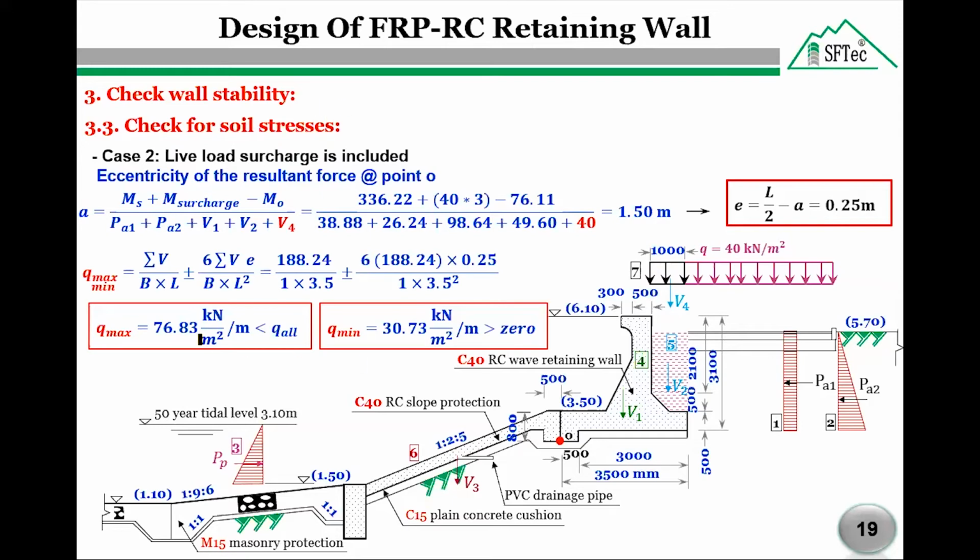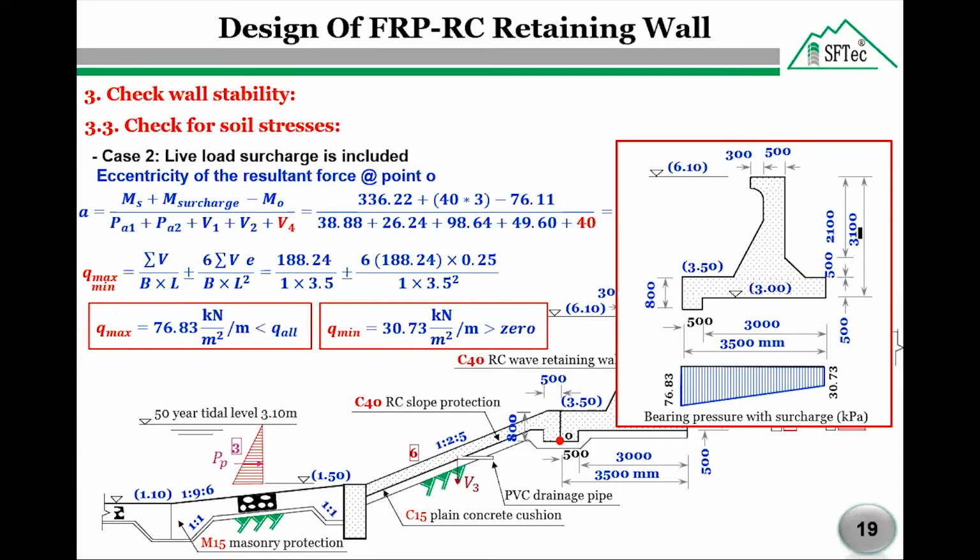The maximum and the minimum stresses can be calculated using the normal stresses equation as before. So Q maximum equals 76.83 and the Q minimum equals 30.73 kilonewton per meter square. On our right side, we can see the bearing pressure including the surcharge. We will use these stresses in the flexural design of the wall.